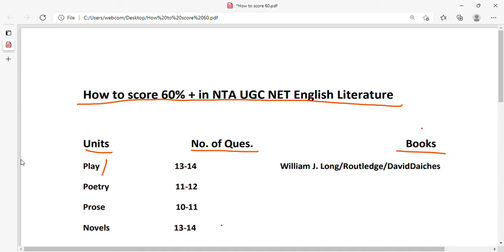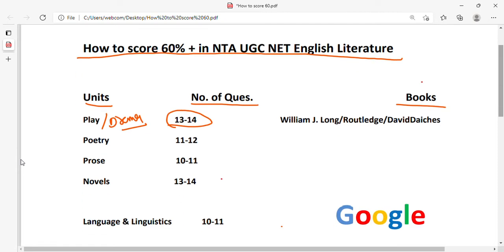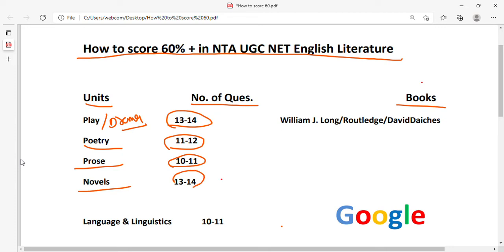You know your units: from drama or play, 13 to 14 questions are asked. I have already mentioned these things, but to give you a complete idea once again, I am discussing them here. From the poetry section, 11 to 12 questions. From your prose, 10 to 11 questions. From novels, 13 to 14 questions. And I know that you are not going to read these units from the perspective of these questions. I know that you have to do the complete study of this British literature.